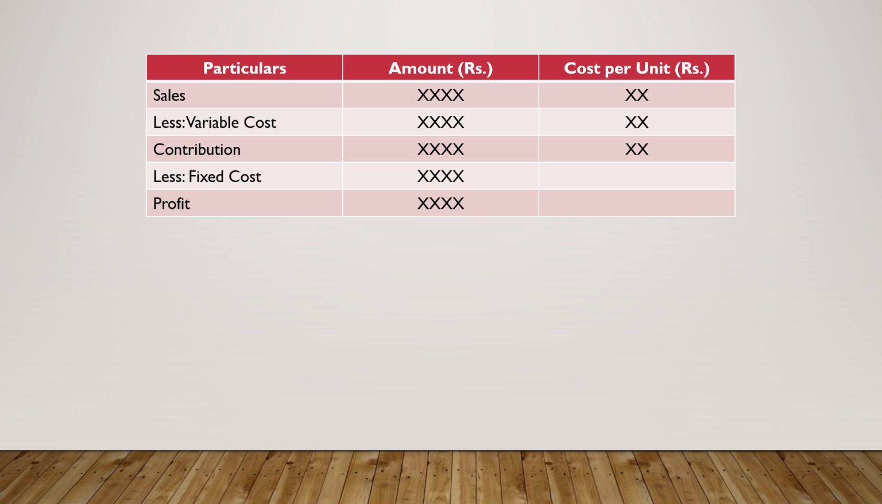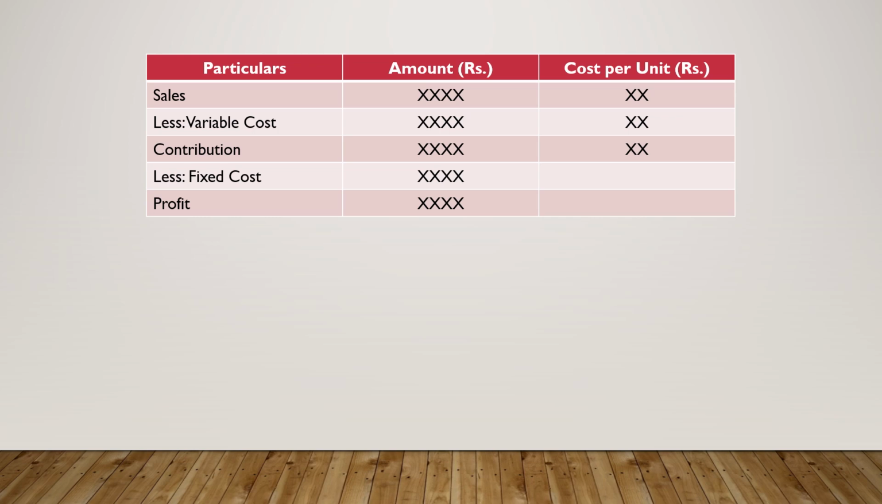Now, we need to know what is contribution. This refers to the amount of revenue remaining after subtracting the variable cost associated with production or sales of goods or services. So it represents the portion of revenue. It's not the total revenue, it's a portion of your revenue that contributes towards covering your fixed cost, and it generates profit.